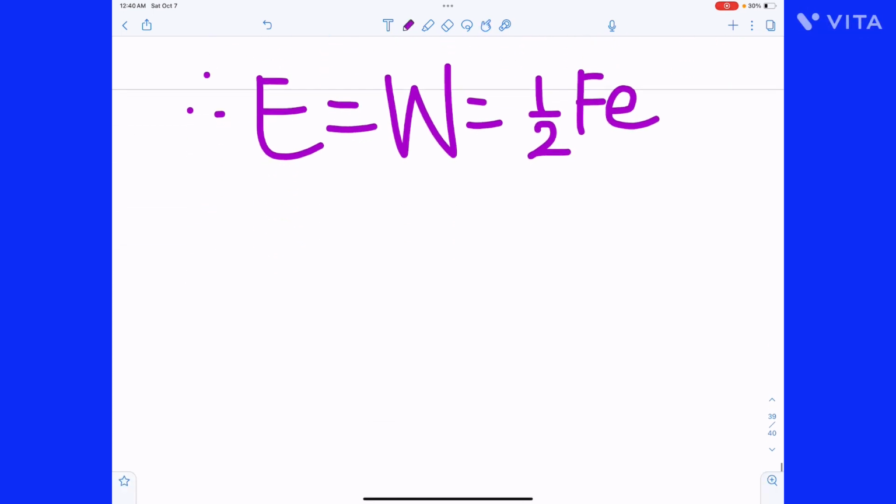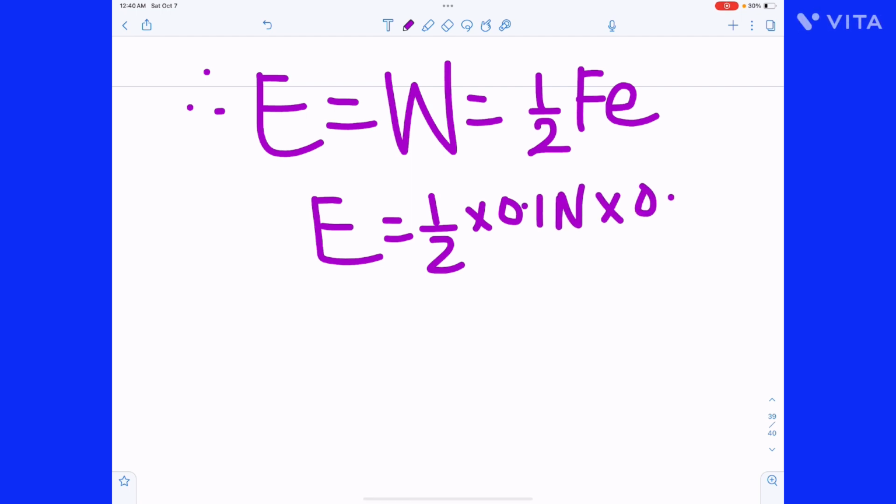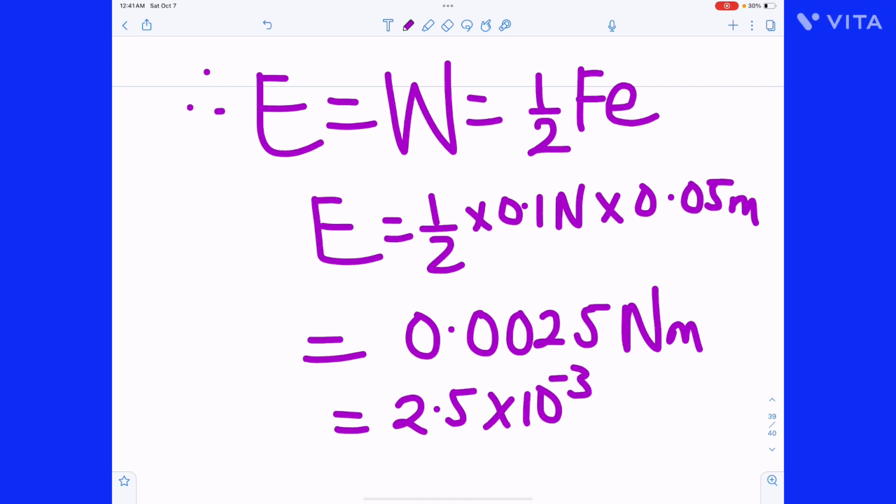And that gives me energy stored as 1/2 times 0.1 newton times 0.05 meters. And that will be 2.5. I just pressed my calculator. 2.5 times 10 raised power minus 3 will be equal to 0.0025 newton meters, which is 2.5 times 10 raised power minus 3 joules.